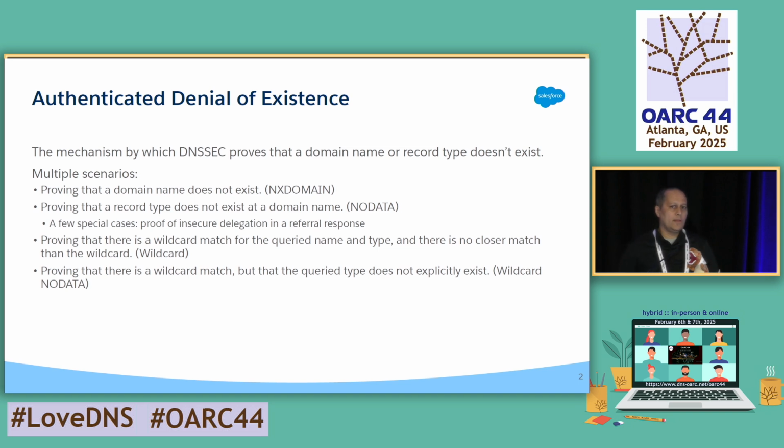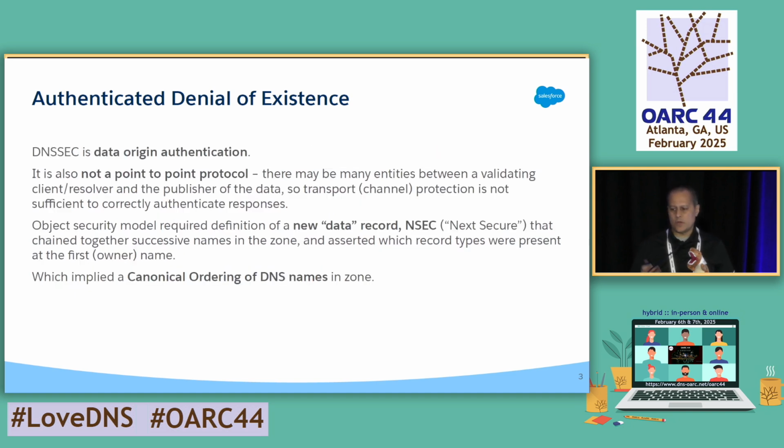And there are multiple cases here where the domain name actually doesn't exist, commonly called NXDOMAIN, or where a record type at a domain name doesn't exist, that's NODATA. And there are some specific subcases. So for example, if you have a wildcard match, you have to prove that the actually queried name didn't exist and that there was no closer match than the wildcard, and so on.